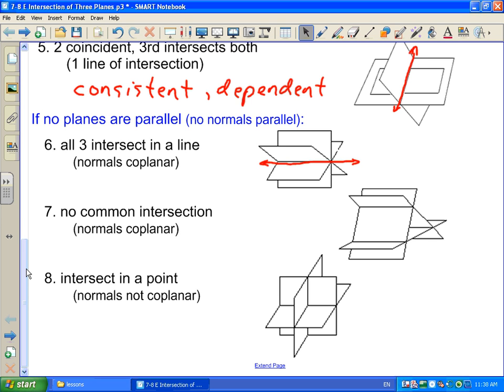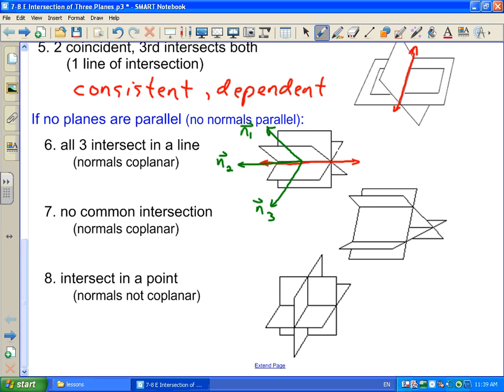Because if we look at the normal of this plane right here, it might come off like this. The normal to this plane here might sort of come down like this. The normal to the third one might sort of come out like that. All three of these normals are going to be in the same plane. You can imagine a plane that is sort of perpendicular to all three of those. It's going to contain all of our normals, N1, N2, and N3. So in this situation, the normals are going to be coplanar.